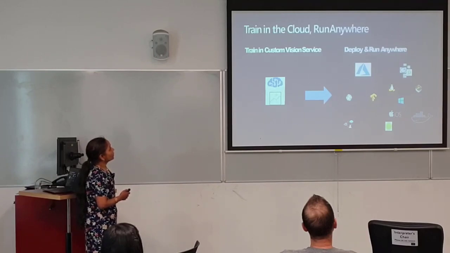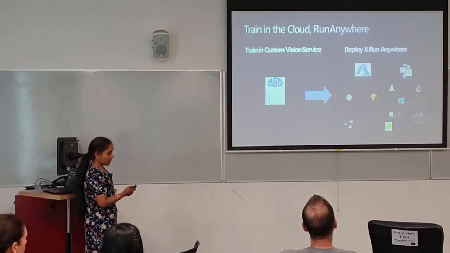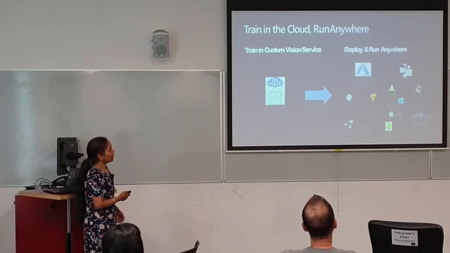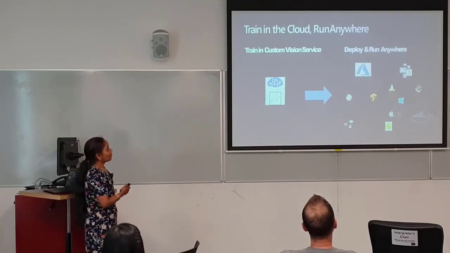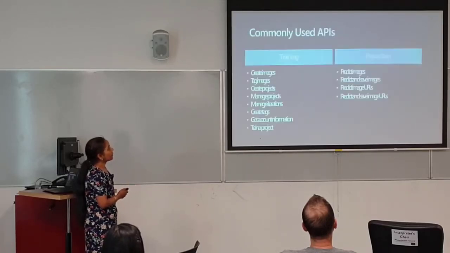And train in the cloud. So we can use the custom vision service. customvision.ai is the custom vision service. You can upload your images, train them, and then deploy and run anywhere.